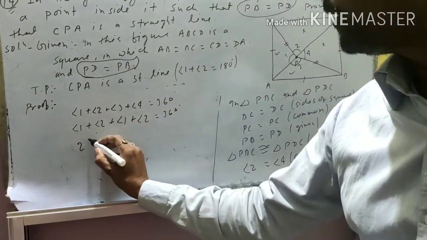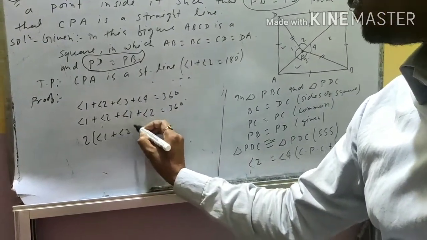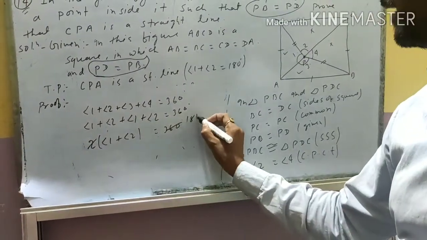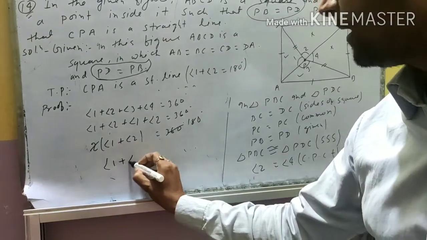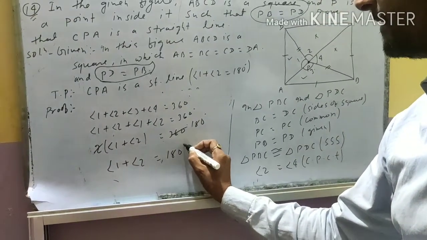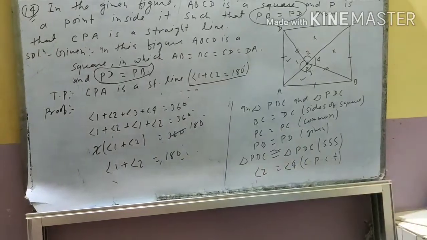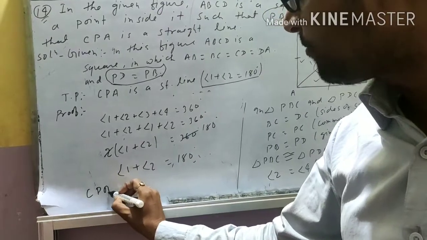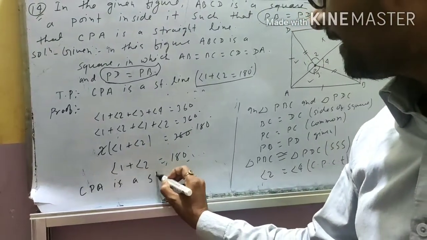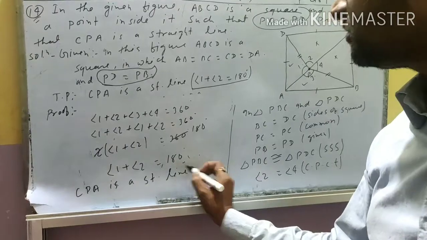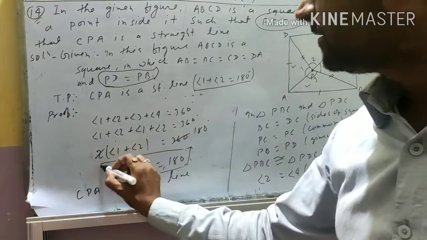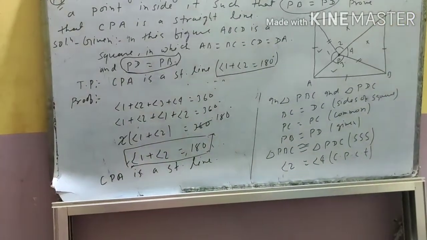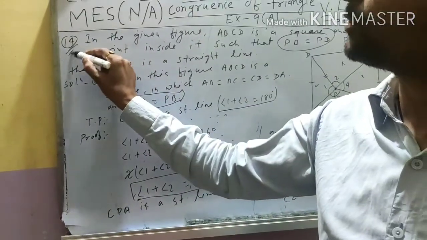So 2 times angle 1 plus angle 2 is equal to 360 degrees. Cutting down the 2, angle 1 plus angle 2 is equal to 180 degrees. So we can say CPA is a straight line due to this result. I hope you understand question number 14.